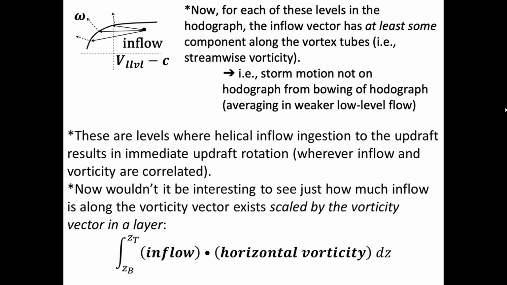And this, wherever the inflow is perpendicular to horizontal vorticity or crosswise, gives a 0 contribution. Wherever the inflow is fully parallel to the horizontal vorticity in the dot product, that gives us a much greater contribution for streamwise vorticity. So we're getting the idea that we take this dot product between the inflow vectors and the horizontal vorticity vectors and vertically integrate that from the bottom of the layer to the top of the layer. That's what we're going to try to measure in just a moment here.